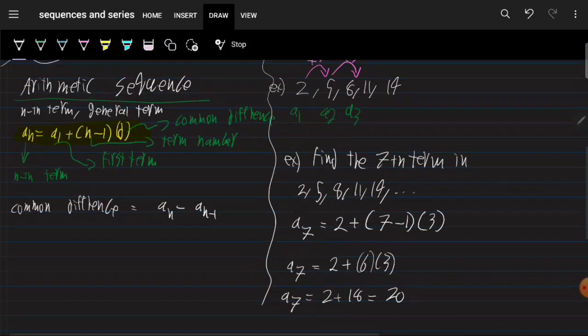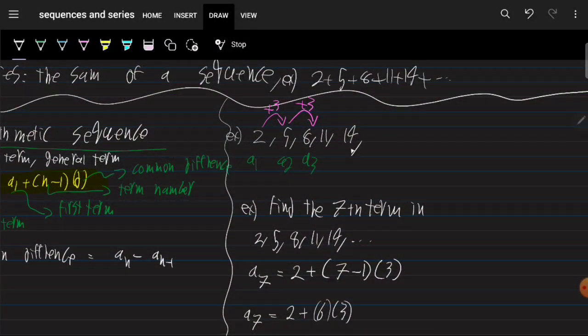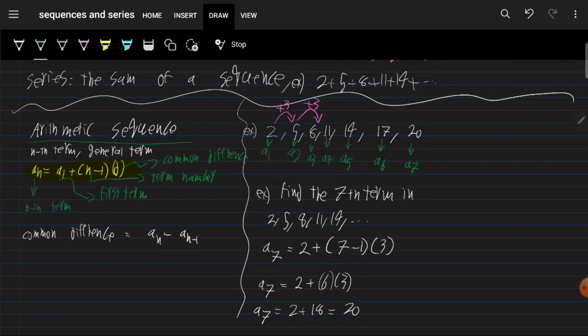Okay, so our 7th term is 20, and we can confirm this. So this guy is a3, this guy is a4, this guy is a5, or the 5th term. Let's calculate the 6th term, so add another 3, we get 17, and add another 3, we get 20. So this is a6, and this is a7, or the 7th term. So we can see that it works. Okay, so that's the general term formula. It's a very important formula and very useful as well.